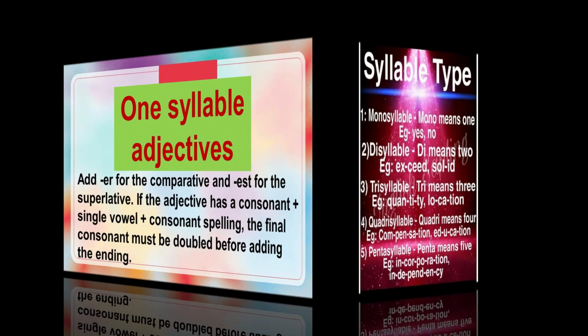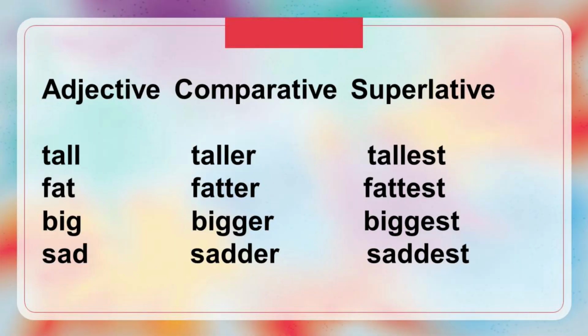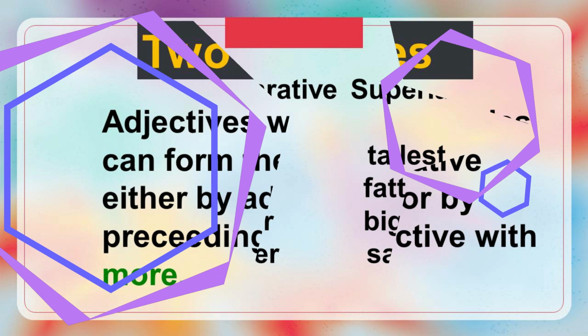To form one syllable adjectives, add er for the comparative and est for the superlative. If the adjective has a consonant plus single vowel plus consonant spelling, the final consonant must be doubled before adding the ending, like tall, taller, tallest, fat, fatter, fattest, big, bigger, biggest, sad, sadder, saddest. So you see that in all the comparative lines we are adding er, and in the superlative we have added est.